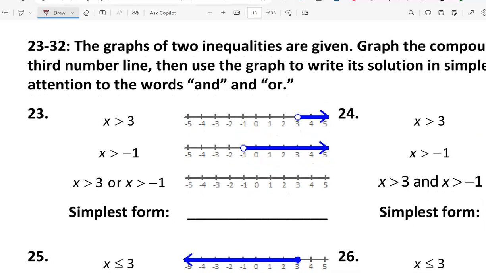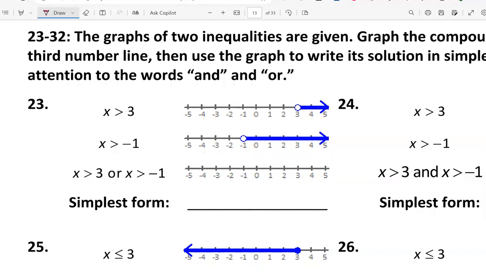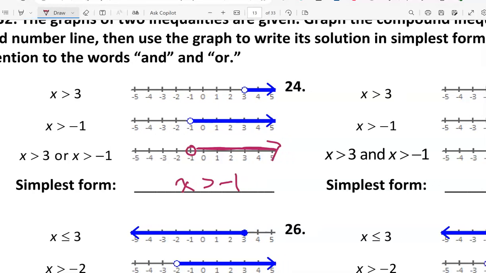All right, in 23 through 32, we have two inequalities that are graphed for you, and we're going to graph, on the third number line, the "and" or the "or." The first is an "or," and so that would be a union of the two sets. So the very first thing we're going to do is graph the third number line, and then we'll just simply write down what we see on that number line in simplest form, which is x is greater than -1.